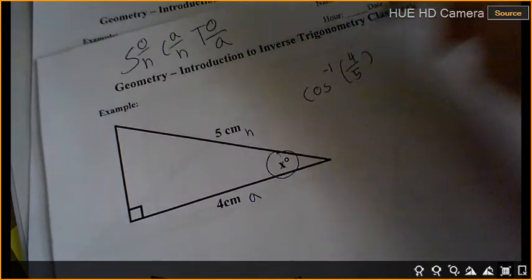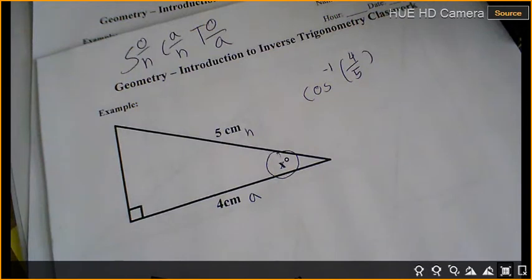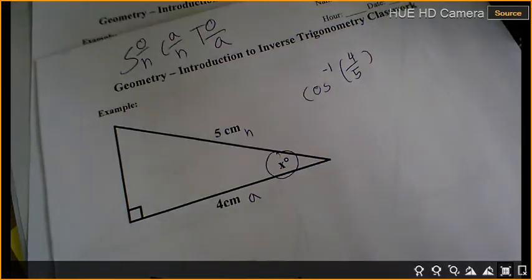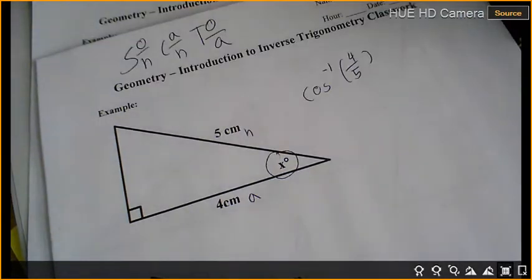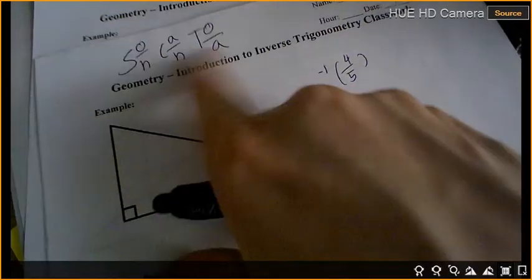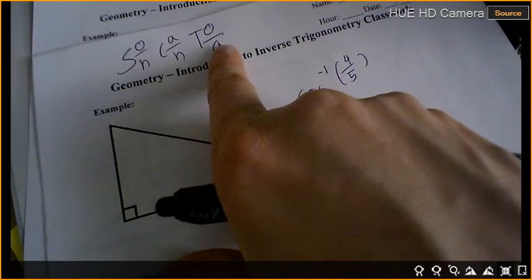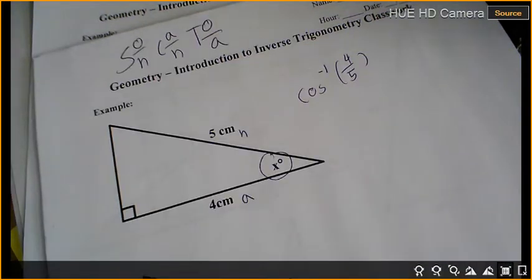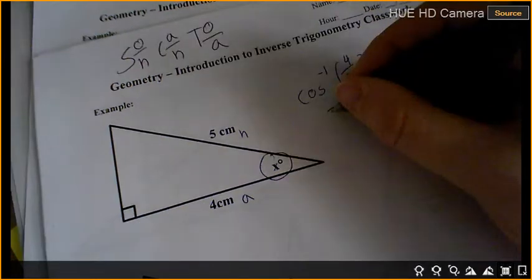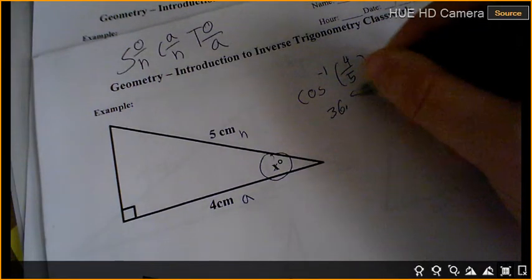4/5. And then we literally are putting that in our calculator right this second. Because it's always a/h. That's what cosine stands for. Because you have SOHCAHTOA written down. So it's 4 divided by 5. So we get 36.87 degrees.